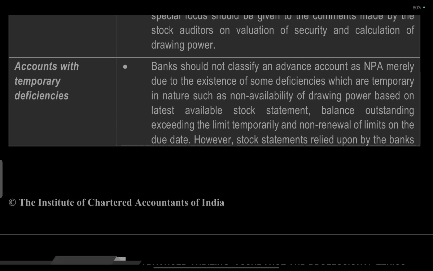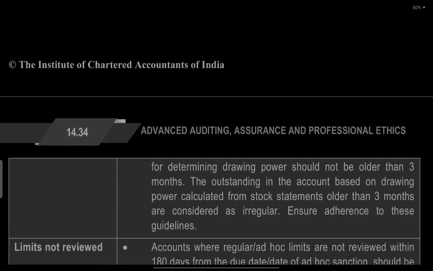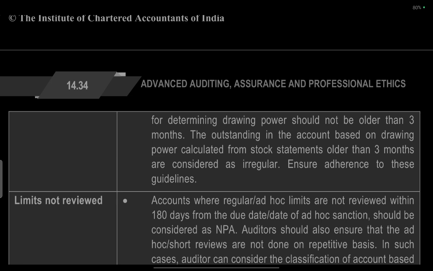Accounts with temporary deficiencies: the bank should not classify an advance account as NPA merely due to the existence of some deficiency which is temporary in nature, such as non-availability of drawing power based on the latest available stock statement, balance outstanding exceeding the limit temporarily, or non-renewal of limit on the due date. However, the stock statements relied upon by the banks for determining the drawing power should not be older than 3 months. The outstanding on the account based on drawing power calculated by stock statements older than 3 months is considered irregular, ensuring adherence to the guidelines.